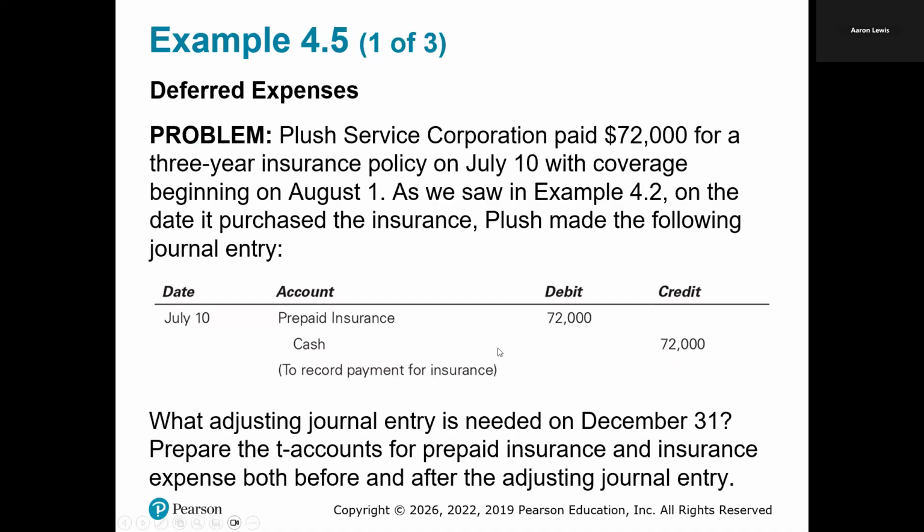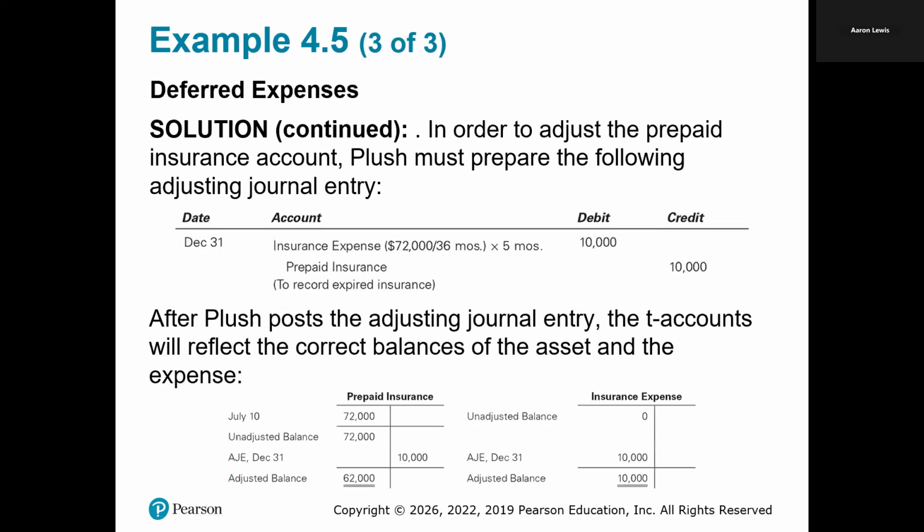So what we need to do is make an adjustment that records the expense for the portion of the $72,000 that's expired and to decrease the amount of prepaid insurance we have remaining on our books. So this is on December 31st. The coverage began August 1st. How many months would we have to adjust for on this policy? And the answer to that is hidden right here, but it is 5.